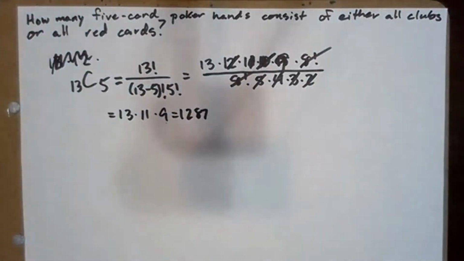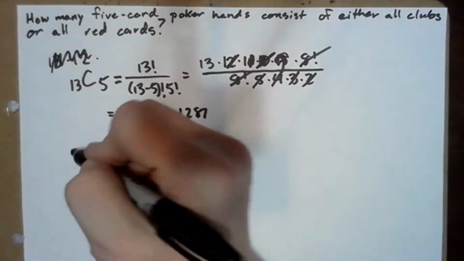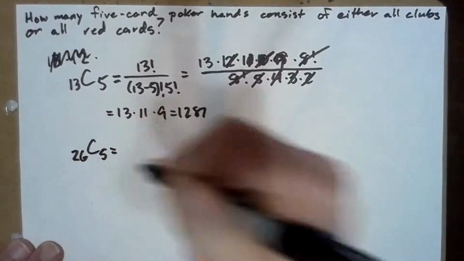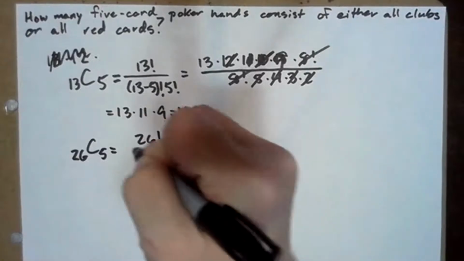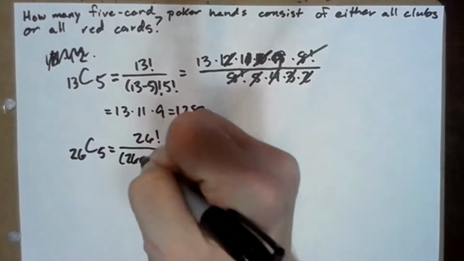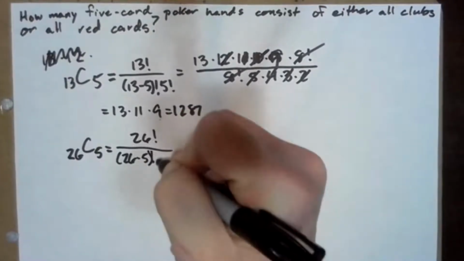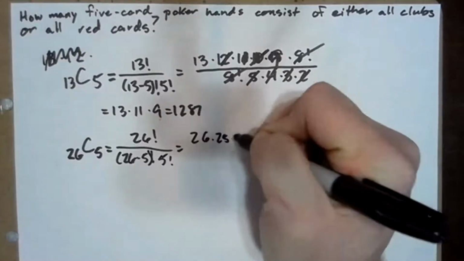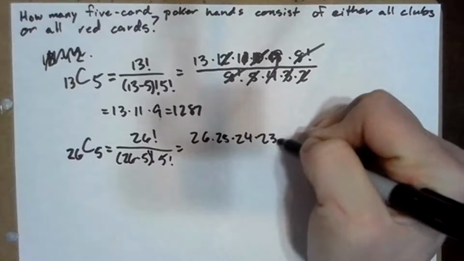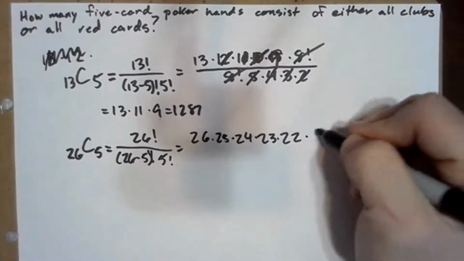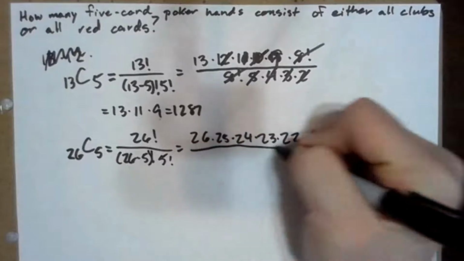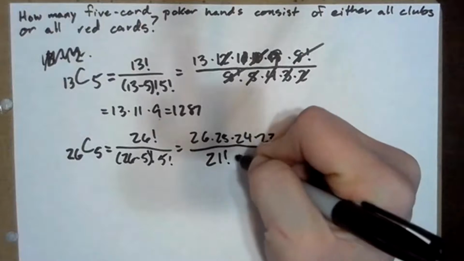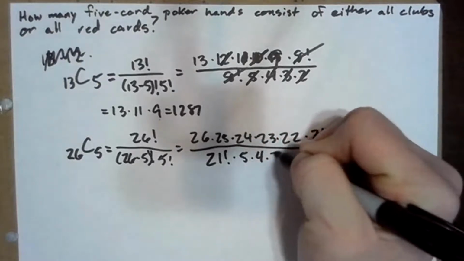Now, for the all red cards hands, we have 26 cards to start with. That's 26 choose 5, which is 26 factorial over 26 minus 5 factorial times 5 factorial. Okay, well, that's 26 times 25 times 24 times 23 times 22 times 21 factorial over 21 factorial times 5 times 4 times 3 times 2.